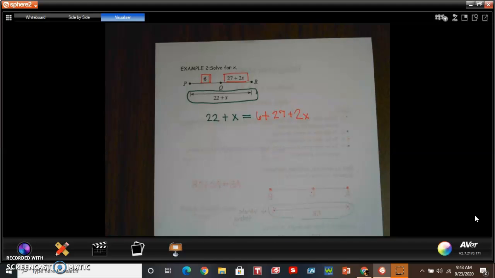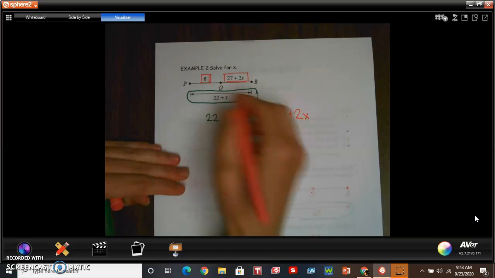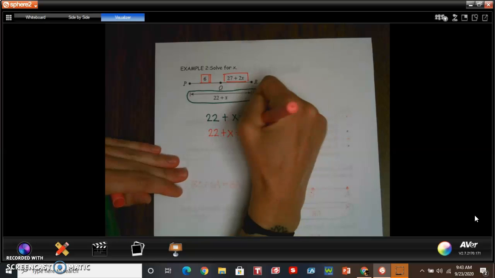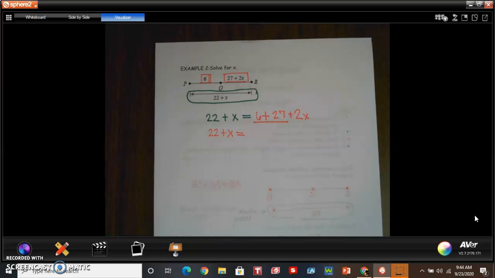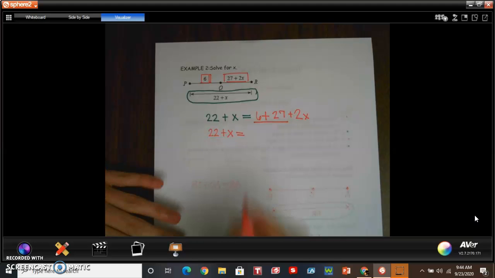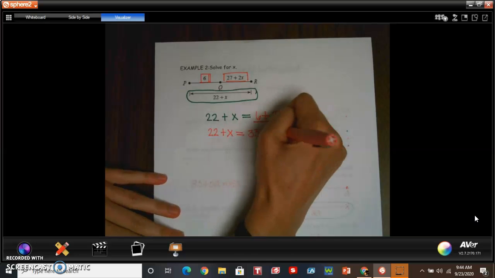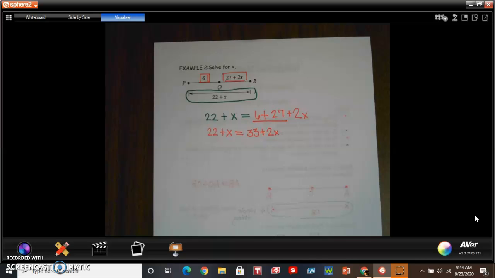All right, now we need to solve this one. First, we're going to simplify both sides. So this can't get any simpler. 22 plus x equals, these are like terms because they're both what we call constants. They're numbers that don't have any letters with them. So we're going to do 6 plus 27, which is 33, plus 2x.